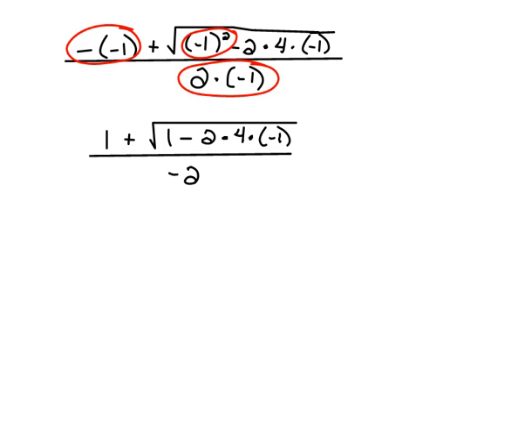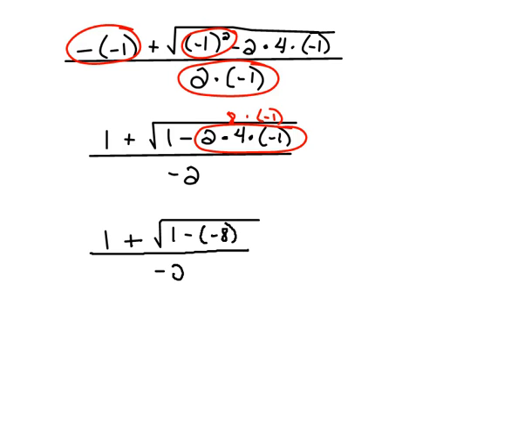Here we have, underneath the radical, still a lot of stuff going on. So I'm going to go ahead and put my 1 plus, and then we have our square root symbol. Now this is 1 minus, I'm going to multiply all of these things together. 2 times 4 would be 8, times the negative 1 would be a negative 8. So this is 1 minus a negative 8 all over a negative 2.